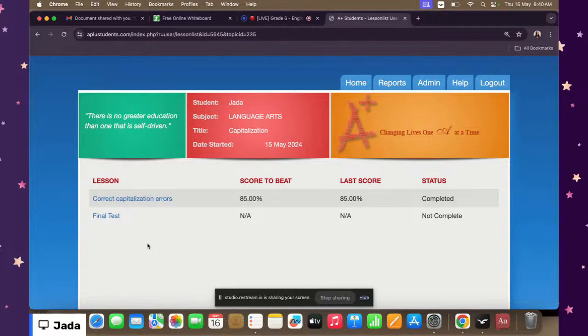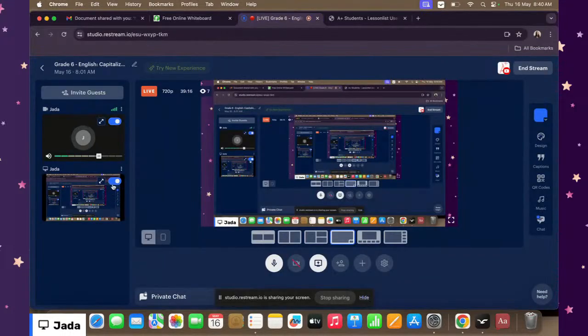If you've not done this test, you can complete this lesson and then do the final test after that. Take notes because when it comes to capitalization, you use it also for writing. You're in grade 6 and you will also have writing to do in school, like essay writing. So make sure that you learn the lesson for capitalization. It's very, very important. So complete this lesson if you're not done yet.